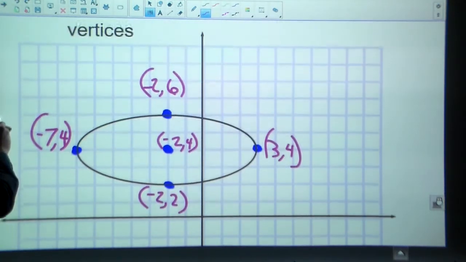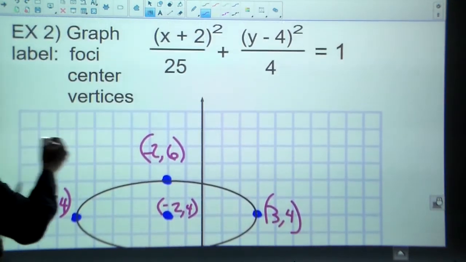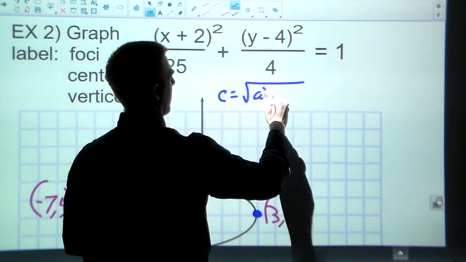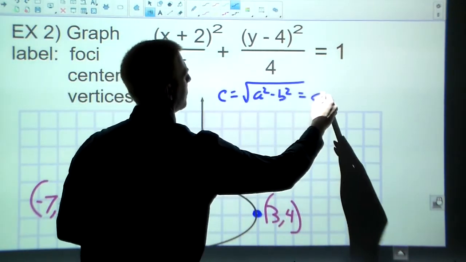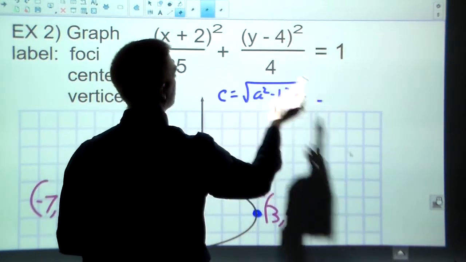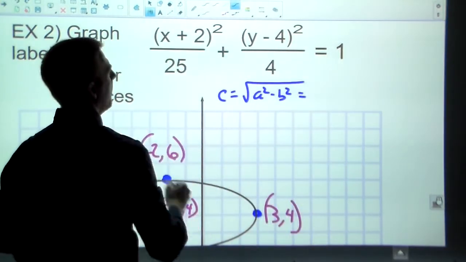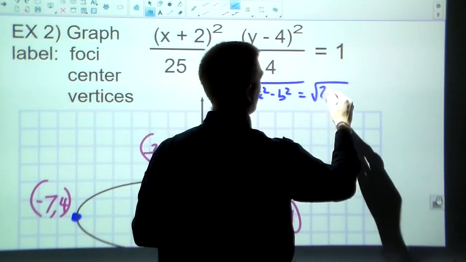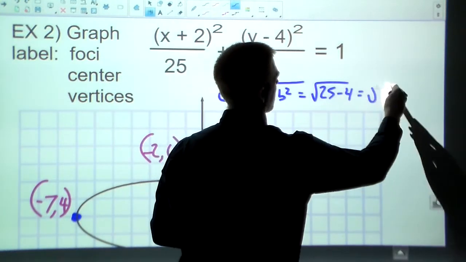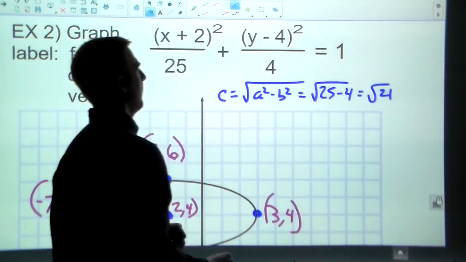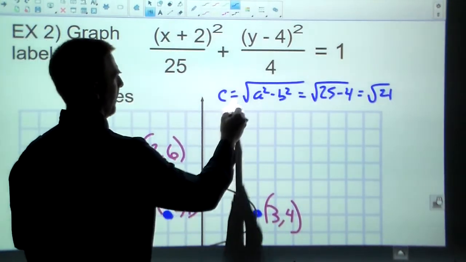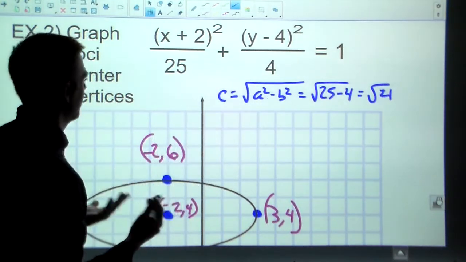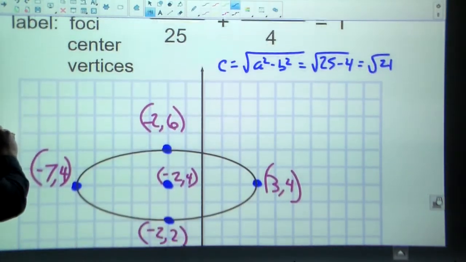Now this is a case where I don't have C given to me. I've got to figure it out. So C is, again, the square root of A squared minus B squared. So in this case, it's going to be the square root of 25 minus 4. So square root of 21. Okay. And I probably should have put plus or minus, although we're going to go plus or minus, so I guess it really doesn't matter here.